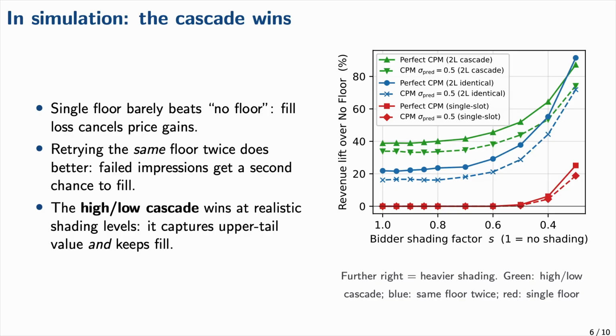The green curves are the high-low cascade, and at realistic shading levels, it wins clearly. It captures upper tail value and keeps its fill. Note, we also don't need any shading for our system to work. At zero shading, the lift doesn't come from the floor binding at all. It comes entirely from giving the opportunity a second auction with a fresh draw of bidders.